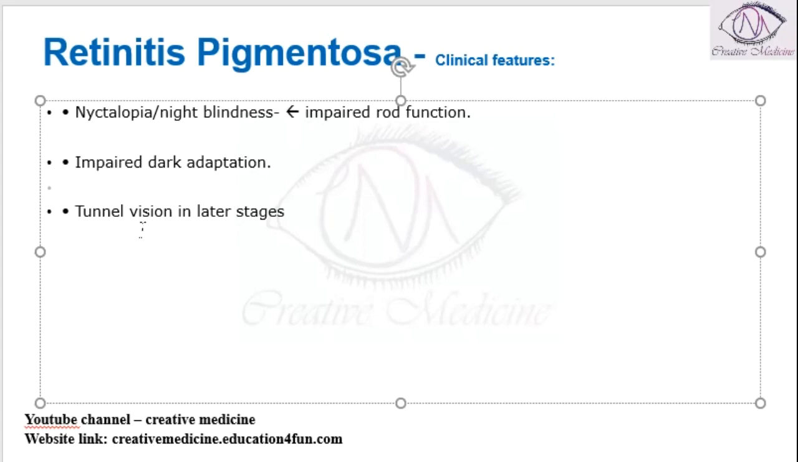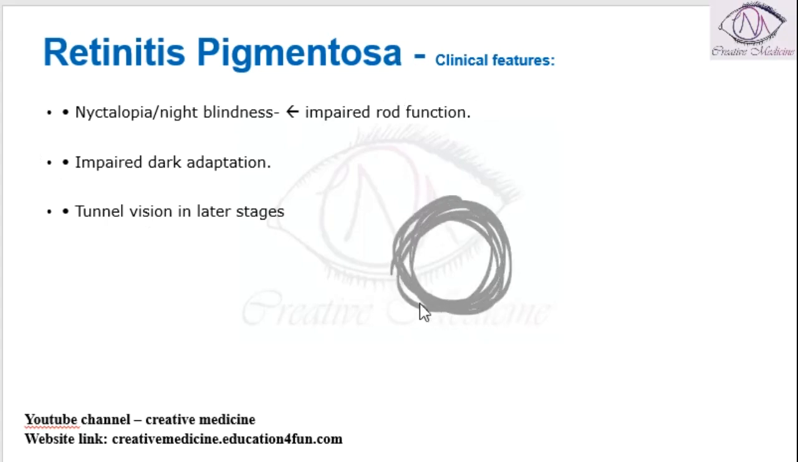Along with that, tunnel vision is seen in later stages. In retinitis pigmentosa, tunnel vision is seen. That is, the patient is just able to see the central portion, whereas the whole peripheral portion, which contains the rods, undergoes degeneration and dystrophy. Thus, the patient can see only tunnel type of vision.